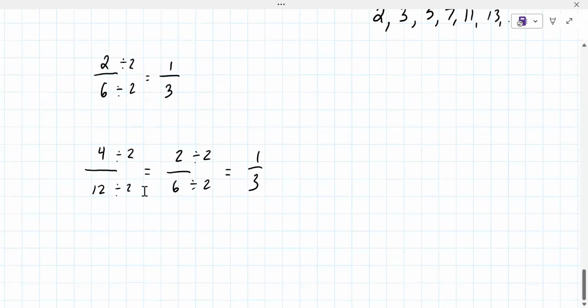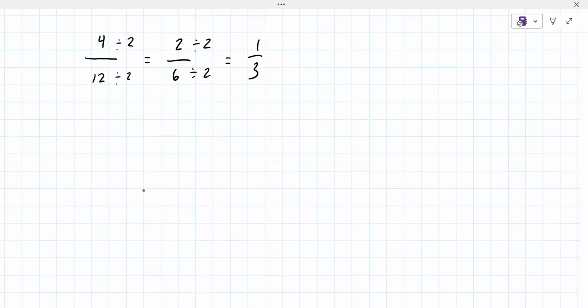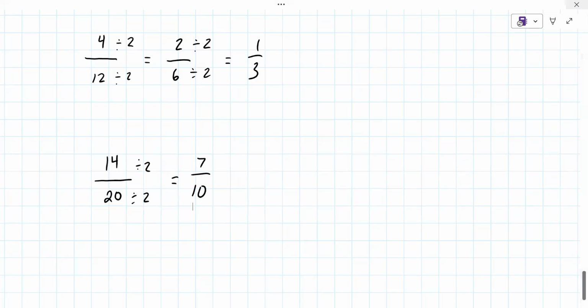All right, so let's try another one here. Let's say it's, oh, I don't know, 14/20. Okay. Can you divide the top and bottom by 2? Yes. All right, what does that become? The top number will be 7 and the denominator will be 10. Very good.